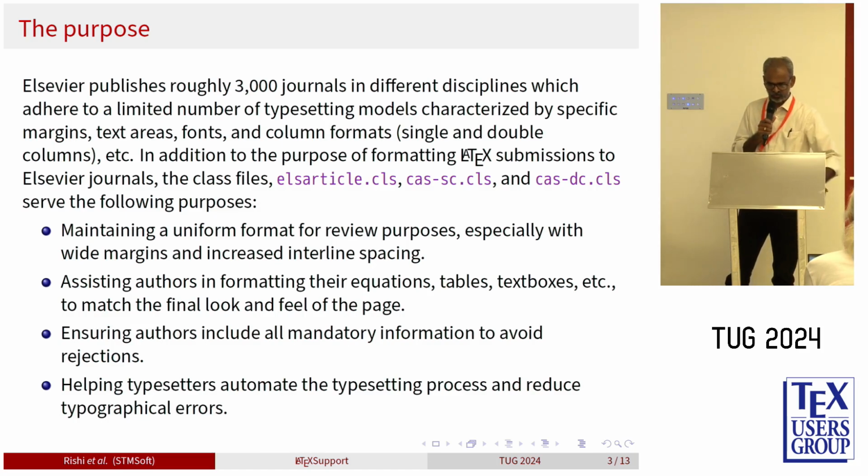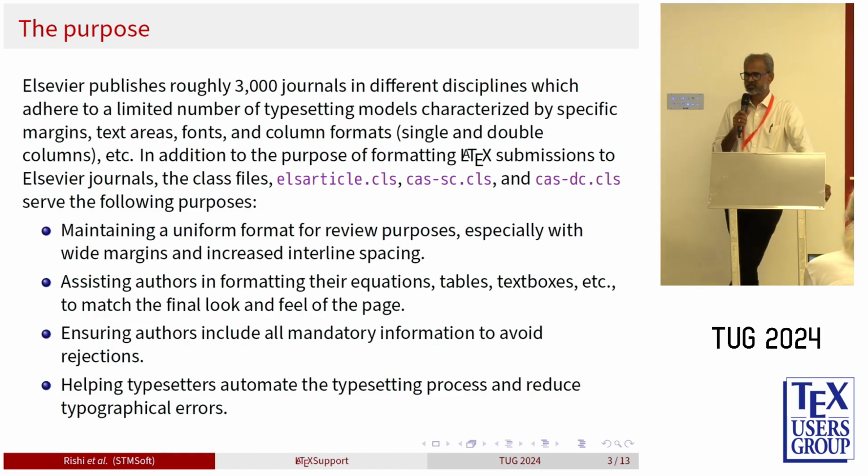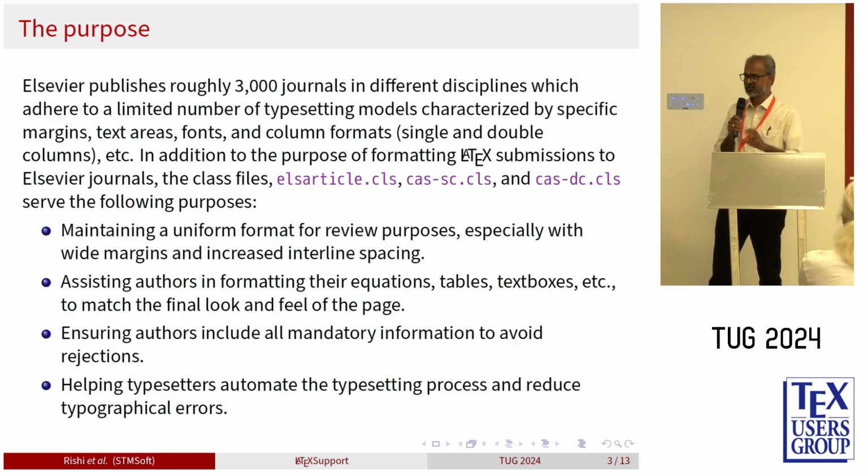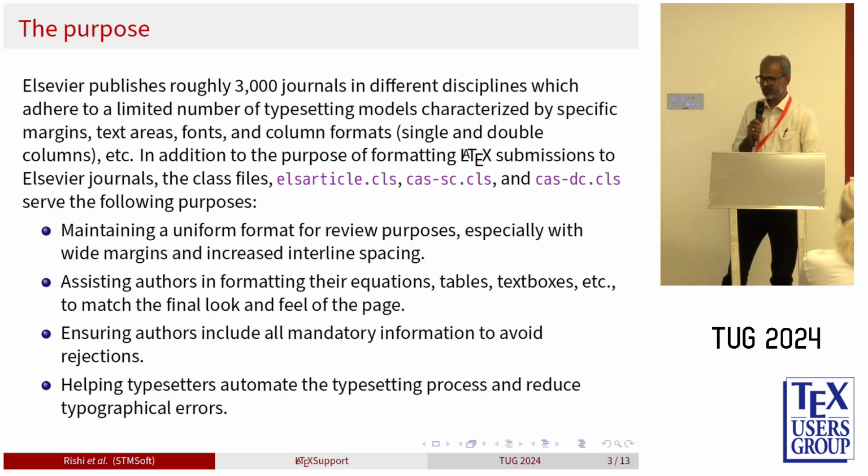I'm not sure I'm correct, but Elsevier publishes roughly 3,000 journals in different disciplines. Being a typesetter only, I'm not much aware of the disciplines and other things. I just look at the look and feel: single column, double column, math or non-math journal. That's the only concern for me. So they have created these templates basically for formatting LaTeX submission journal articles.